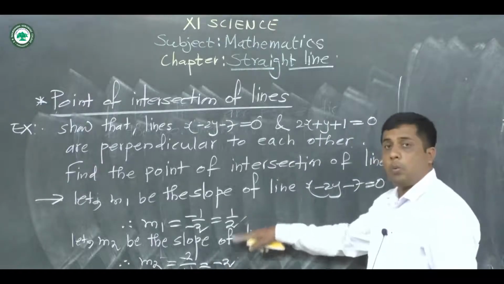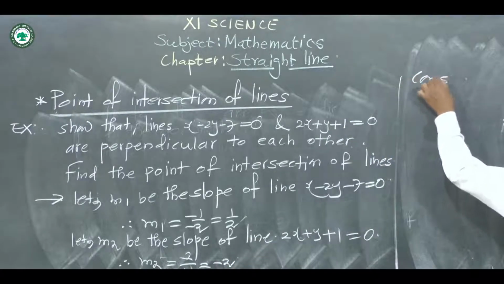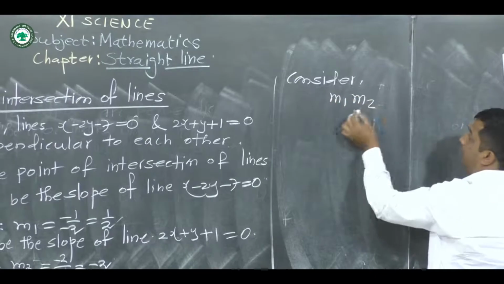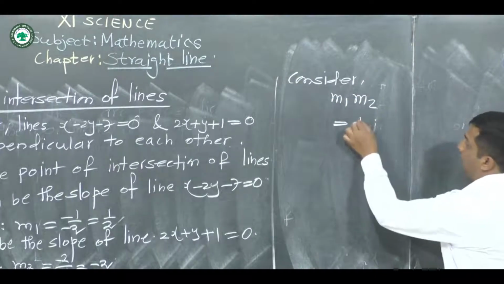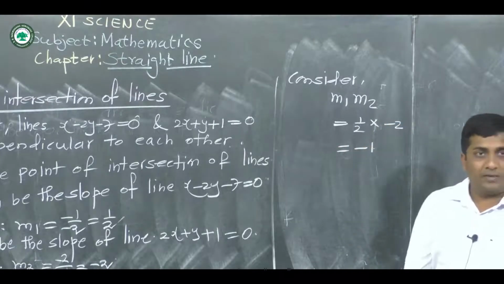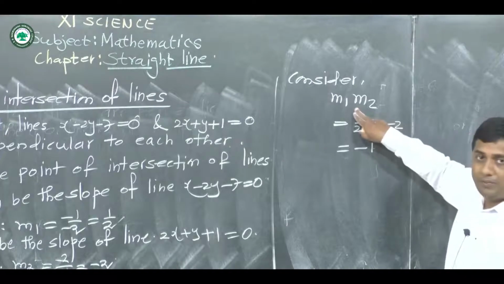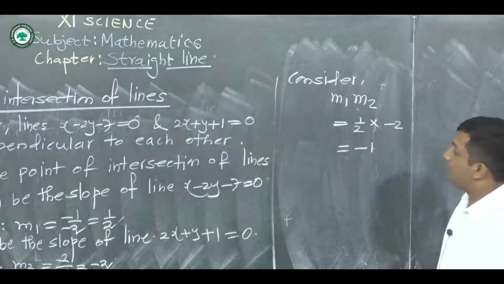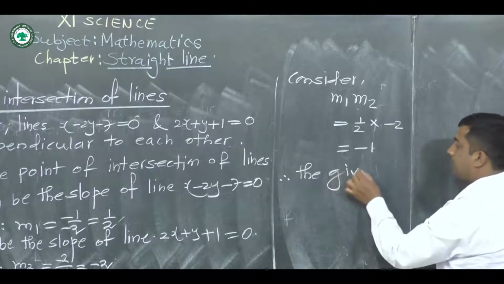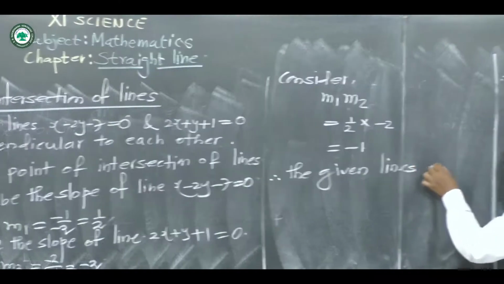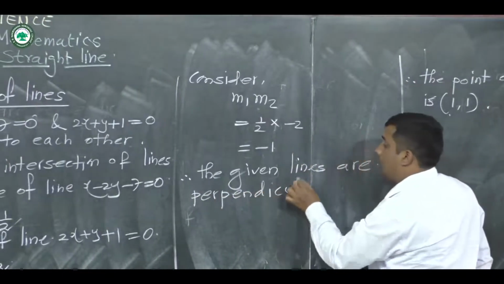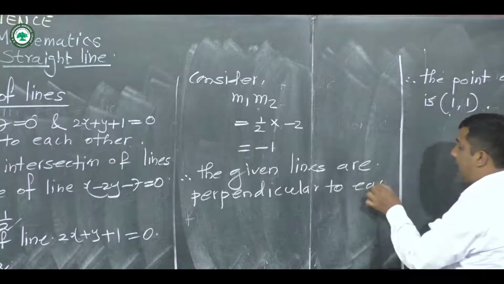Now we know m1 and we know m2. Now we consider the product of m1 and m2. So m1 into m2 is equal to, m1 is 1 upon 2 and m2 is minus 2, and this is equal to minus 1. That is, the product of the slopes is minus 1. If it is minus 1, we directly say that the given lines are perpendicular to each other.